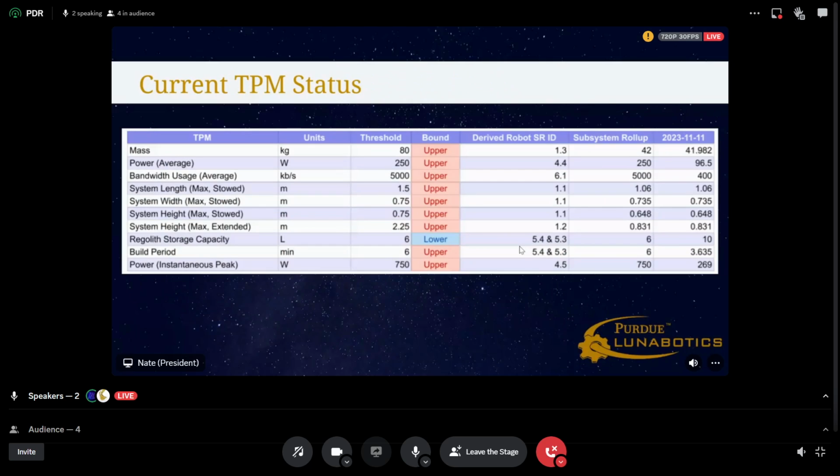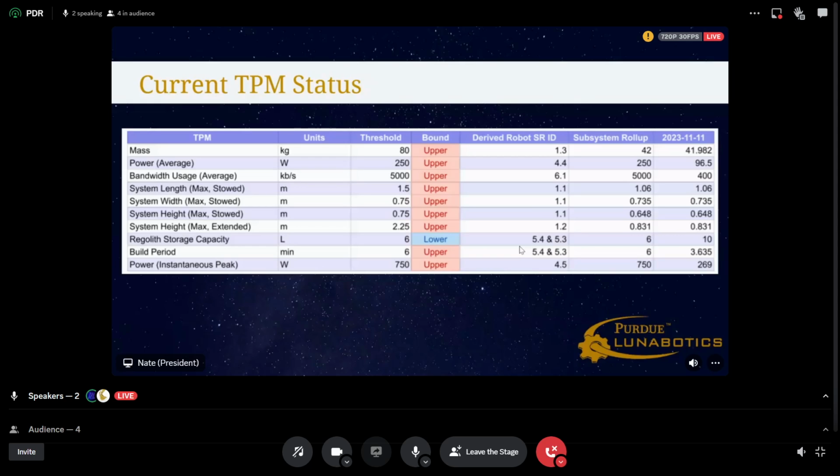So here are our current TPM statuses. TPM stands for Technical Performance Measures. These are the quantities that we want to keep track of to make sure our robot is designed in a way so that we won't exceed any of our thresholds for the competition.